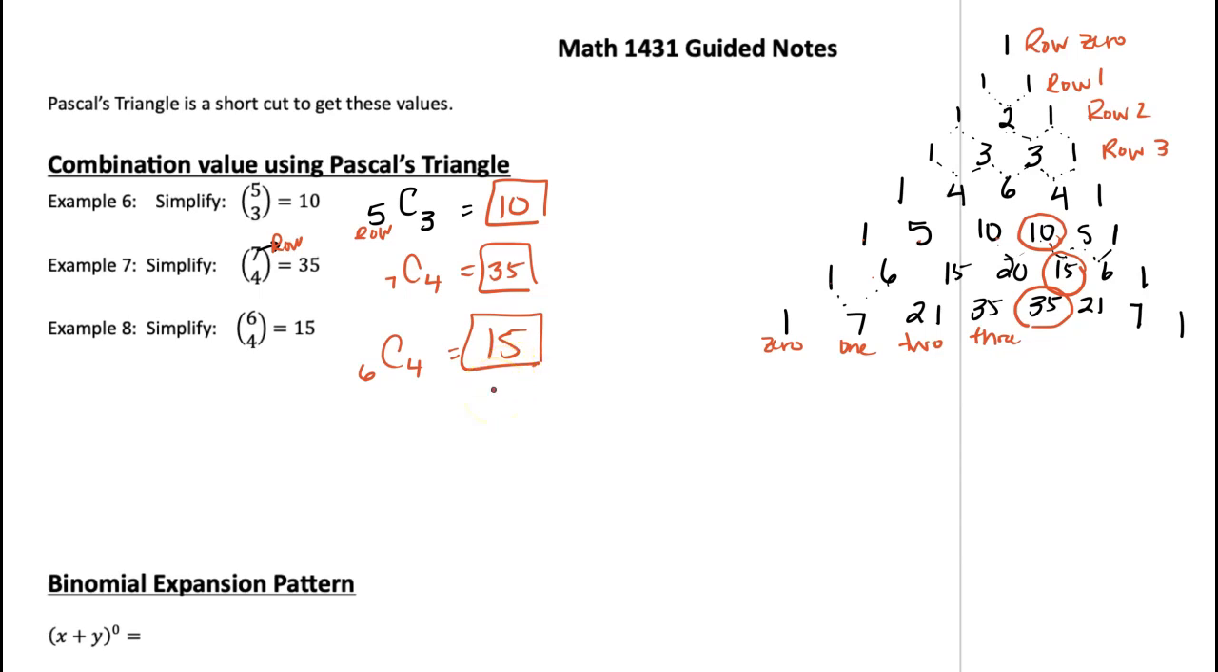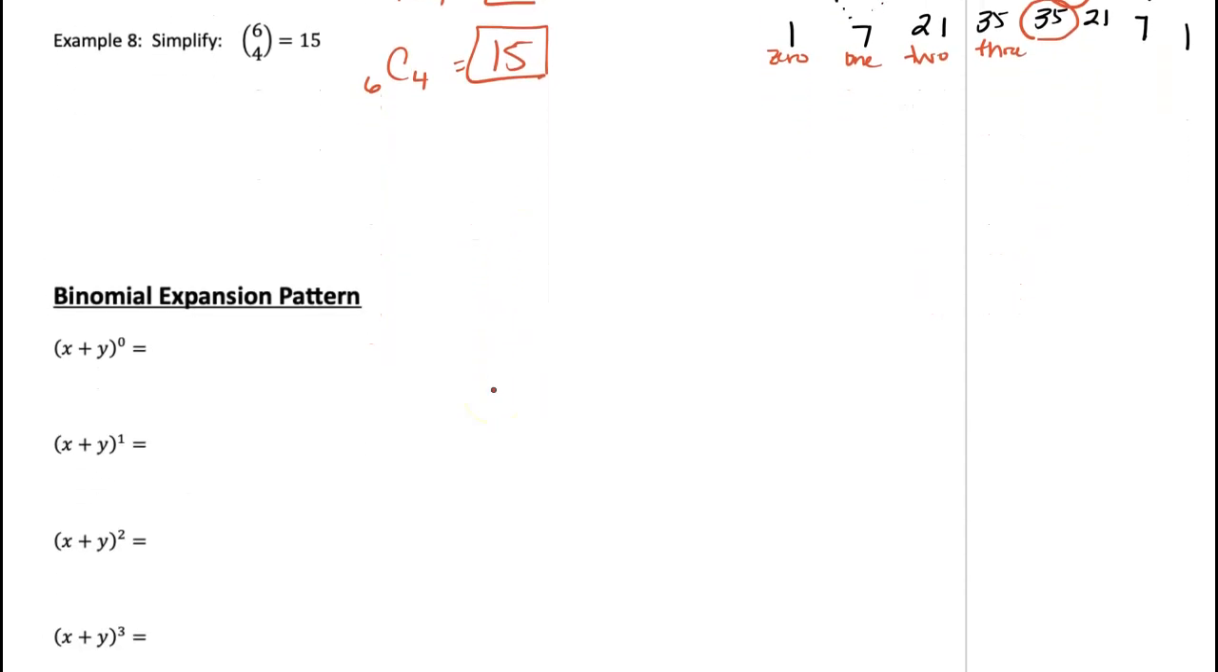Now that we have some of that information, let's talk about our binomial expansion. So let's take a look at x plus y to the 0 power. And maybe remember that anything to the 0 power is 1. That's kind of a special case. X plus y to the first power is really just x plus y.